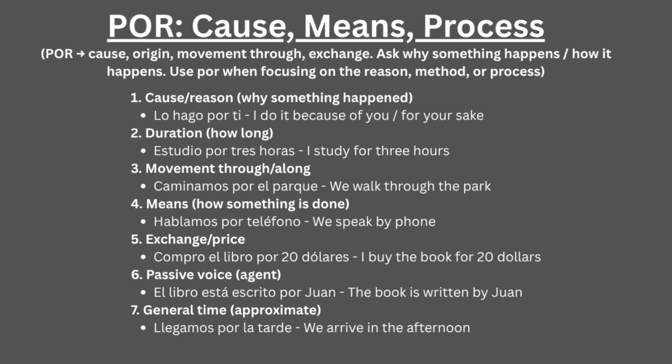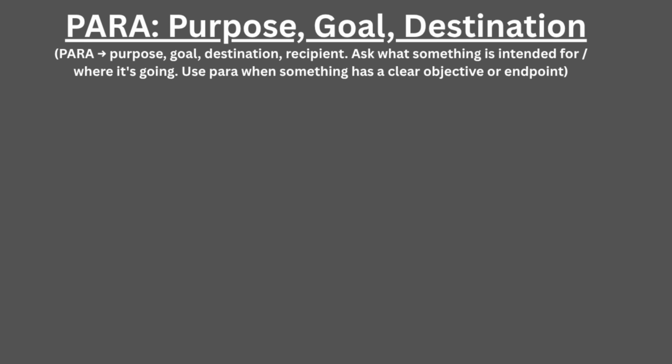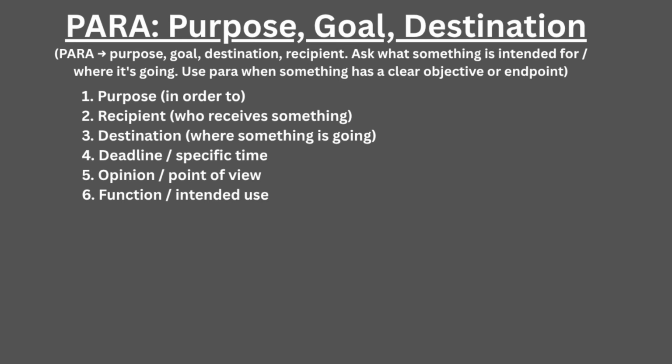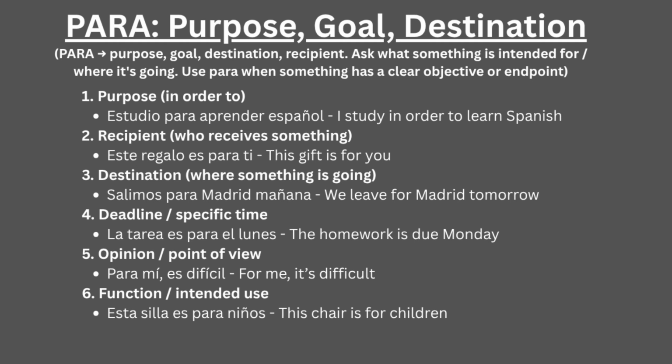Now, we can see para, which is used with a purpose, goal, destination, and recipient. We can think of it as what something is intended for or where it's going. Its most common uses are purpose, recipient, destination, deadline, as in a specific time, opinion, and function, like in the following sentences. Estudio para aprender español. Salimos para Madrid mañana. La tarea es para el lunes. Para mí es difícil. Esta silla es para niños.